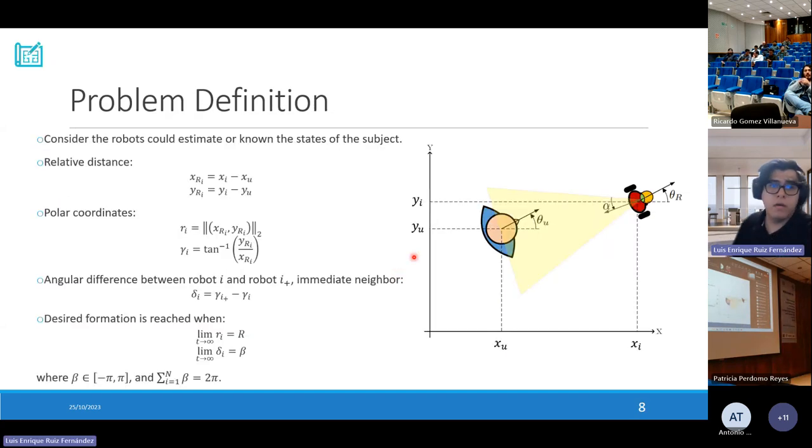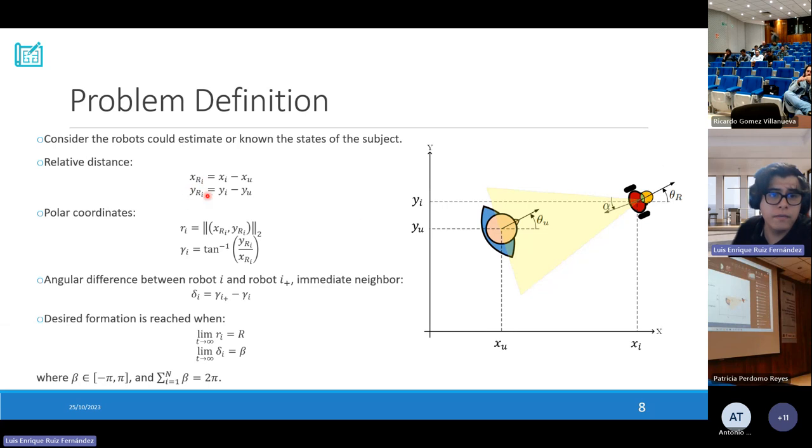Then we have our problem definition. As we can see in the image, for example, the subject is inside the field of view of the robot, which is this yellow area. But how do we define the formation around the subject? First we define a circular formation, considering that we have all the relative information of the user. The robot estimates it, maybe with a vision algorithm.